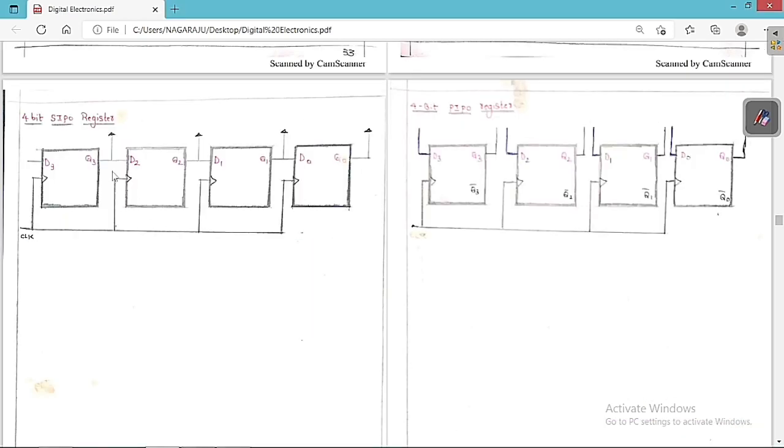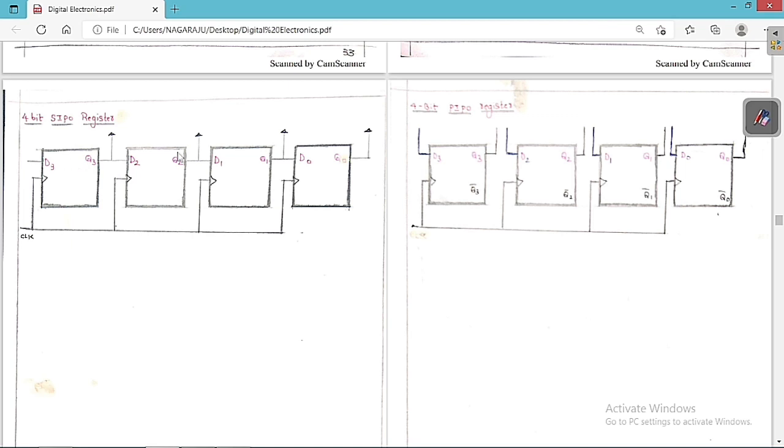We are going to discuss the 4-bit serial input parallel output register. You can see clearly these are the 4 flip-flops. I am going to give the clock such that each and every flip-flop gets the same clock. So it is called a synchronous clock, because all the flip-flops are triggered at the same time.